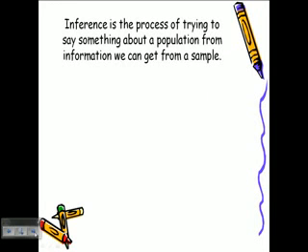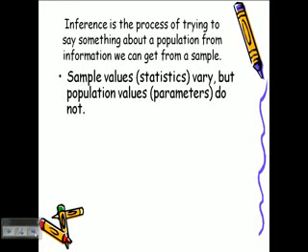Inference is the process of trying to say something about a population from information we can get from a sample. Sample values, which are our statistics, vary, but population values, which are our parameters, do not. This means that while there is one true population parameter, the results you get from different samples will differ somewhat from one sample to the next.